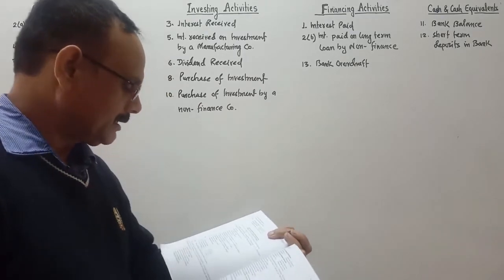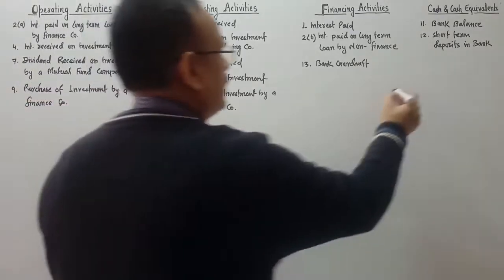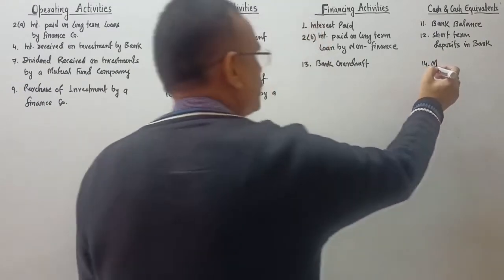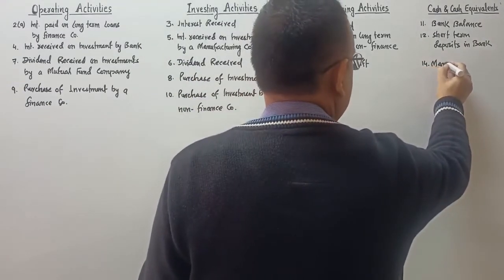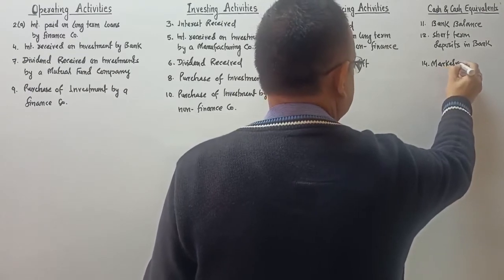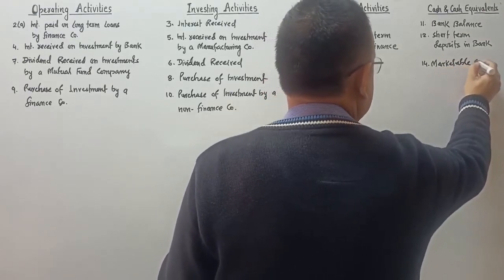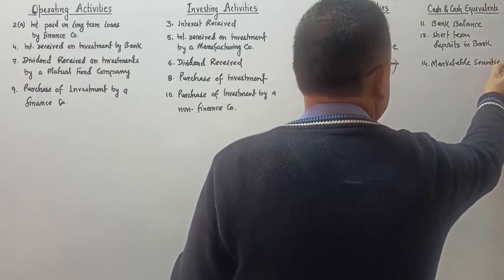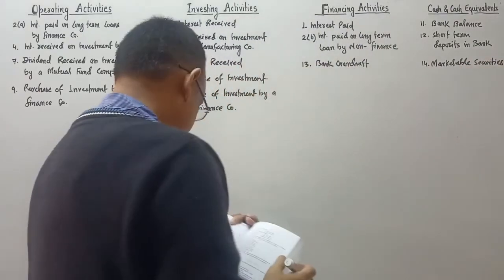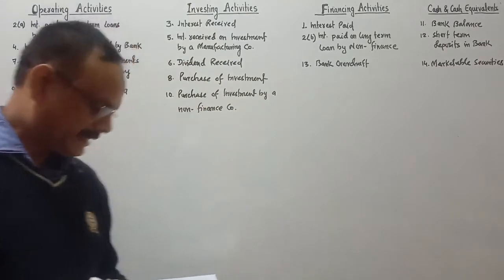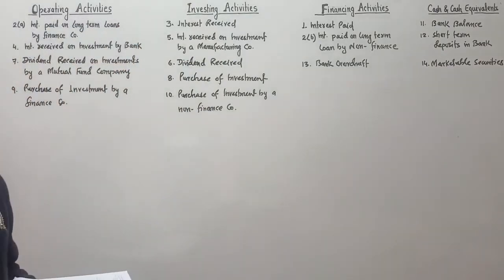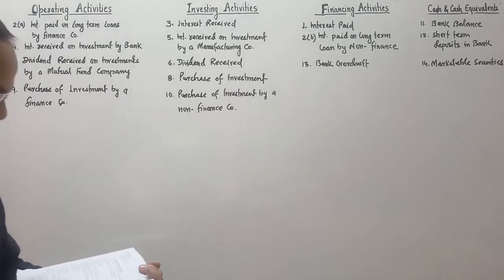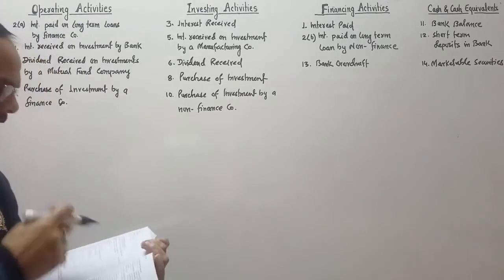Marketable securities is cash and cash equivalent. It's a short term investment. Marketable security is cash and cash equivalent. Is it clear? Cash and cash equivalent. Any doubt? So is it clear?